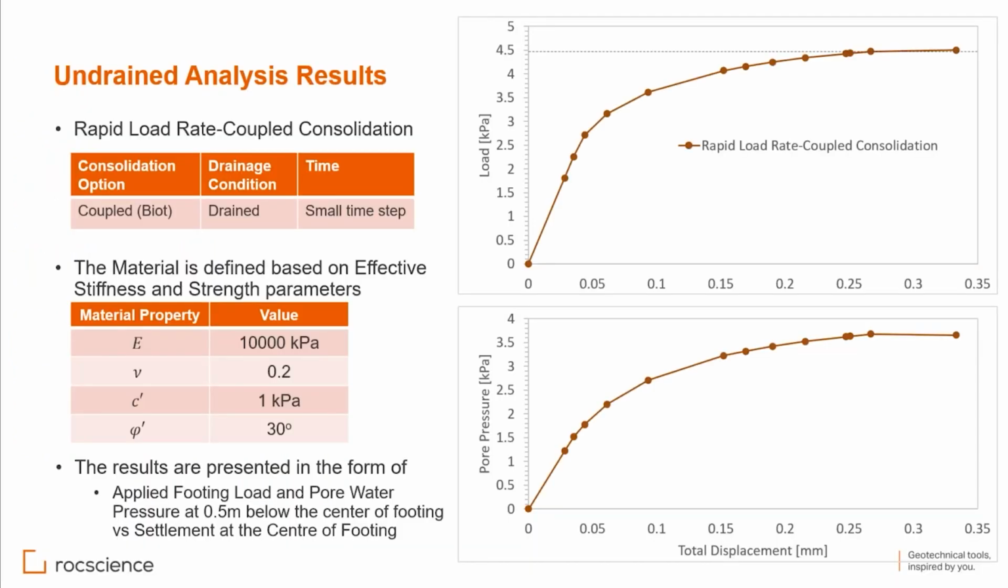From the graph, we are looking at load versus displacement. You can see that it is flattening at the peak, which is close to 4.5. The pore pressure that I'm showing you is half a meter underneath the footing at the center. This also shows the generation of excess pore water pressure in the system. This was the case where we did fully coupled analysis. We had time, but the time was short, so we didn't have enough time for dissipation of excess pore water pressure. We mimicked that undrained condition.